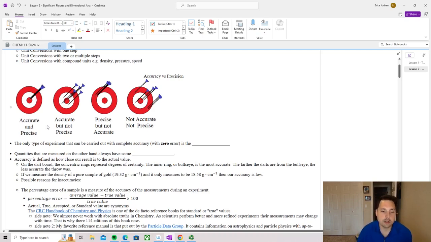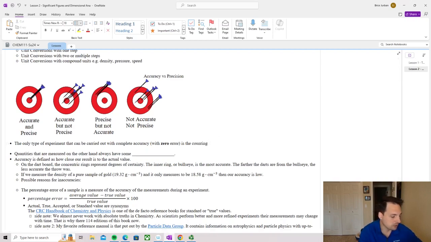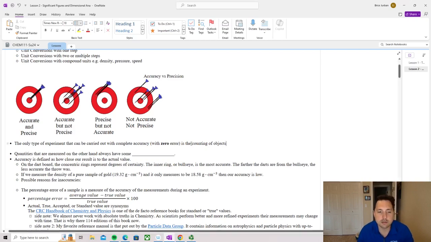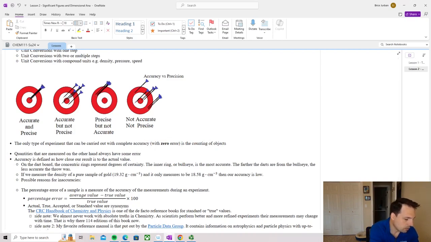Now, when we make any type of measurement, it's difficult to have complete accuracy, but there are a few experiments that we can do that have complete accuracy or zero error, and that's when we count numbers. So the counting of objects is something that we could do exactly. But besides that, most things that we're going to have some amount of error in our measurements. Or I would say some inherent uncertainty.